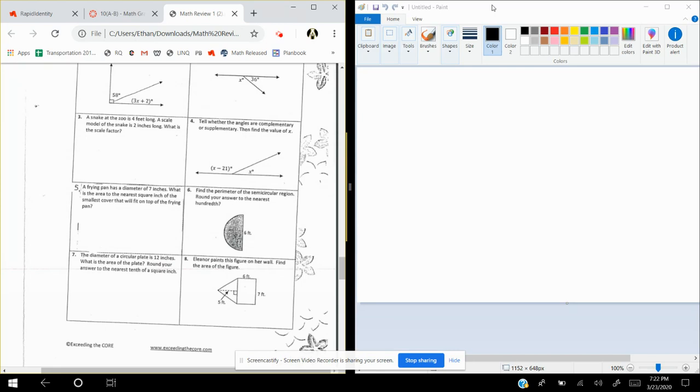Okay. A snake at the zoo is 4 feet long. Oof, I don't like snakes. Those are just weird creatures.